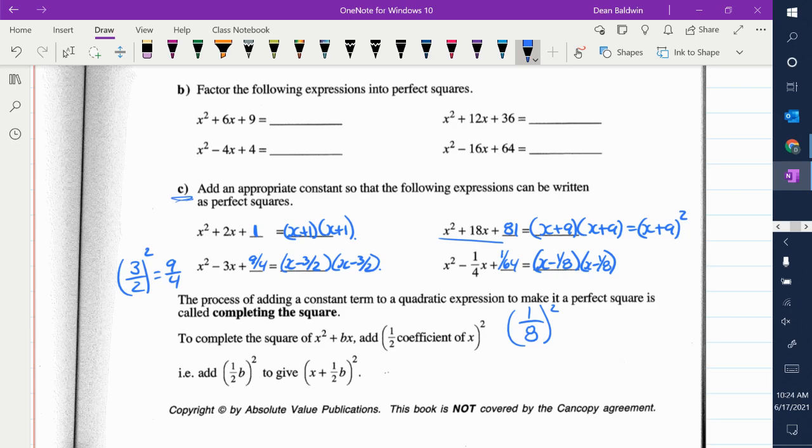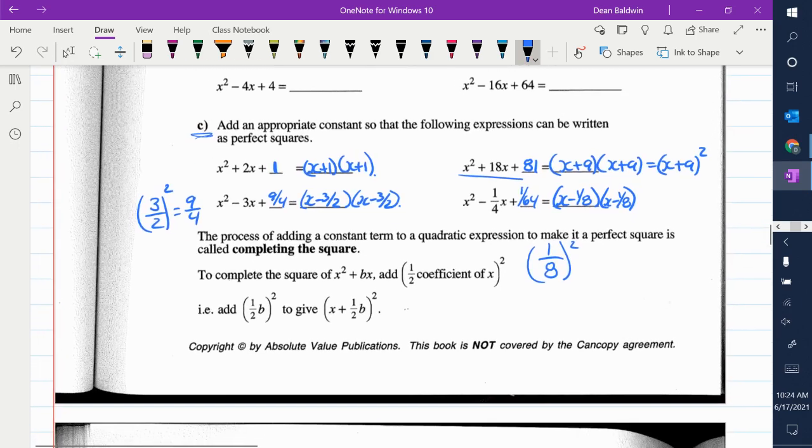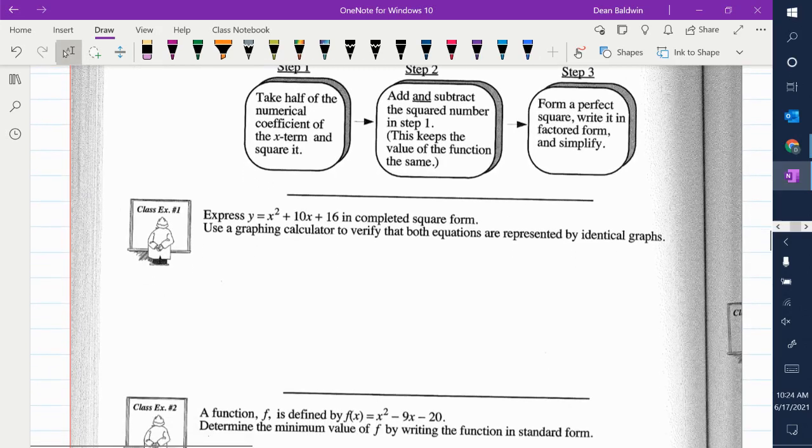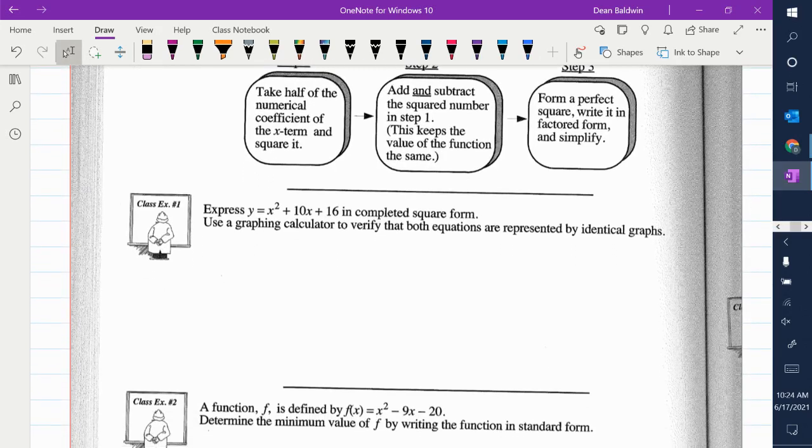Can I turn the page? All right. So good point. May I turn the page?